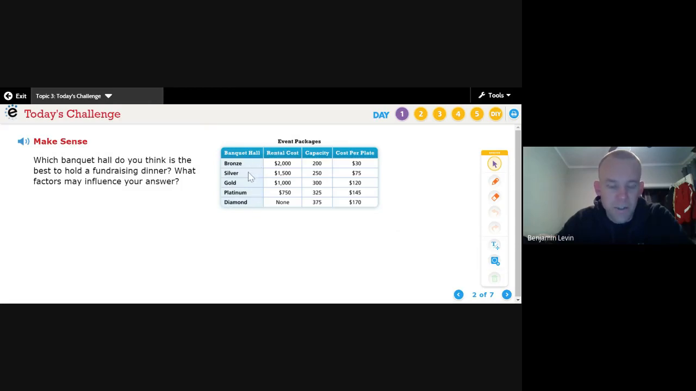Like a lot of times, a place that hosts events will have a couple of big rooms, a couple of small rooms, and a couple of medium-sized rooms, right? So obviously, it looks like the Bronze Hall, they all have different prices, and they all have different capacities. The Bronze Hall is the smallest, right? Capacity is 200. The Diamond Hall is 375. And they all have different capacities and different costs per plate, right? So that's the cost per dinner.